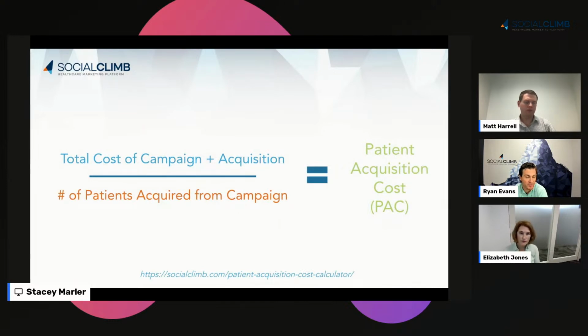If you wouldn't mind going to the next slide, just a quick recap on what goes into the patient acquisition cost. We got a ton of math today. I'm a big fan of the math, but we got a ton of math today for the next few slides. Patient acquisition cost is the total cost of your campaign and your acquisition divided by the number of patients acquired from that campaign. Seems super simple.